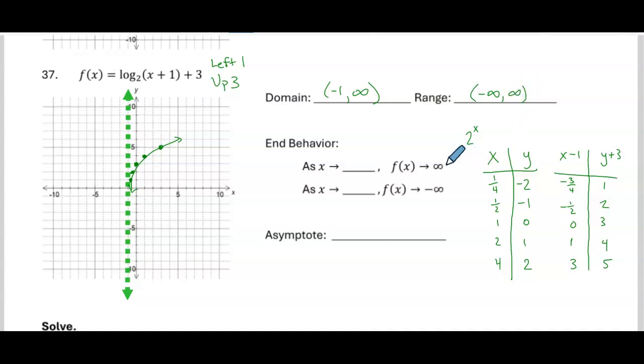For end behavior, I need to know what the x's are doing. So I look at the y's. This is describing an up arrow. The up arrow is moving to the right. The down arrow is moving to the left, but only until it gets to -1. And we describe a vertical asymptote as x equals. That one's done.